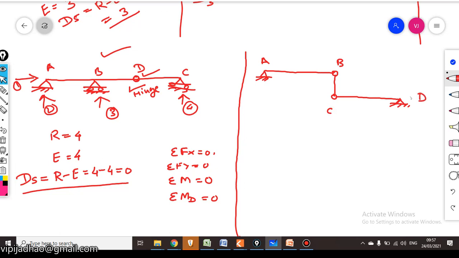Okay. Generally we don't have a structural system like this in civil engineering. This type of system will mostly be there in mechanical engineering. Okay, but just for understanding we'll take this example. So here the total number of reactions will be equal to 4.